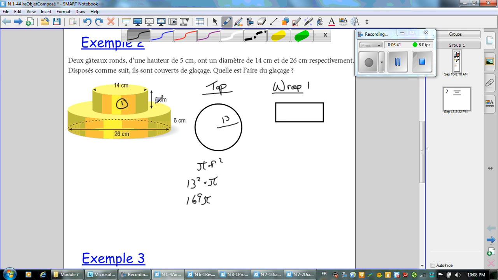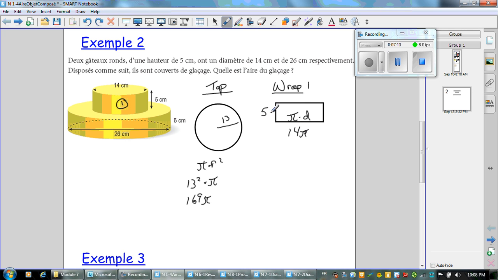And I know what the height of the rectangle is. It's 5. And the base is the circumference of the cylinder or the circle. So the circumference, there's a formula for that. It's just pi multiplied by the diameter. Well, the diameter here is 14. So that means it's 14 pi. And I don't multiply pi because I don't have a calculator, so I just leave it like that.